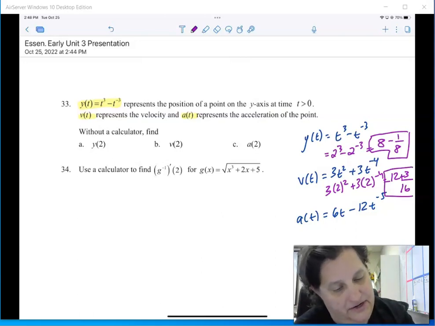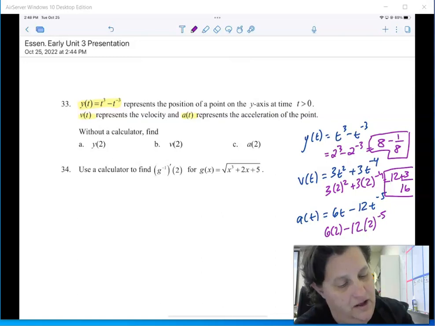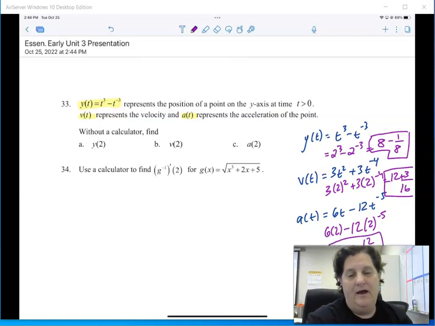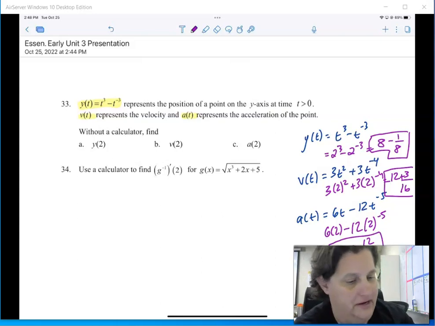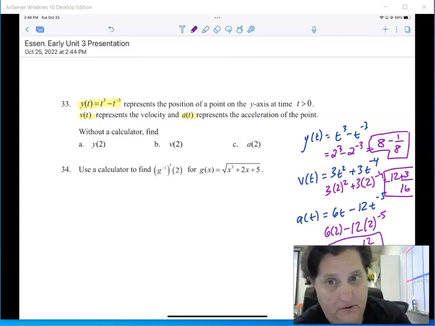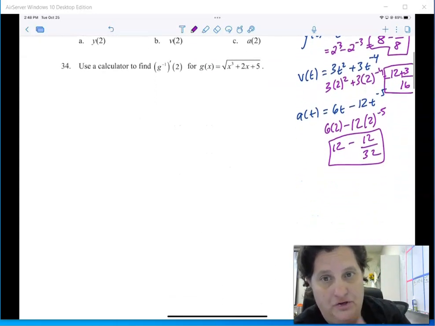And then the acceleration at 2 is going to be 6 times 2 minus 12 times 2 to the negative 5. So it's going to be 12 minus 12 over 32, which I'm sure reduces, but whatever. Okay? This one doesn't have units, but if it did, it would be like feet per second squared, something like that.